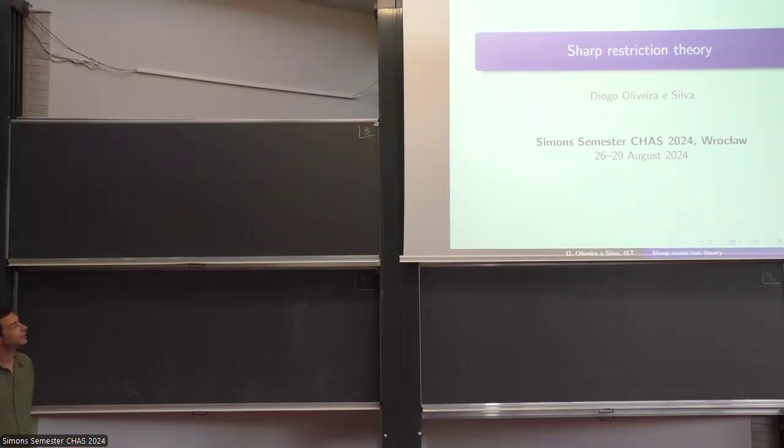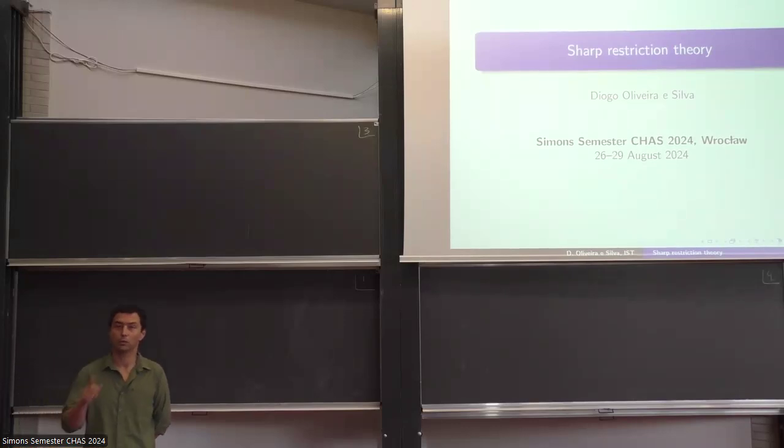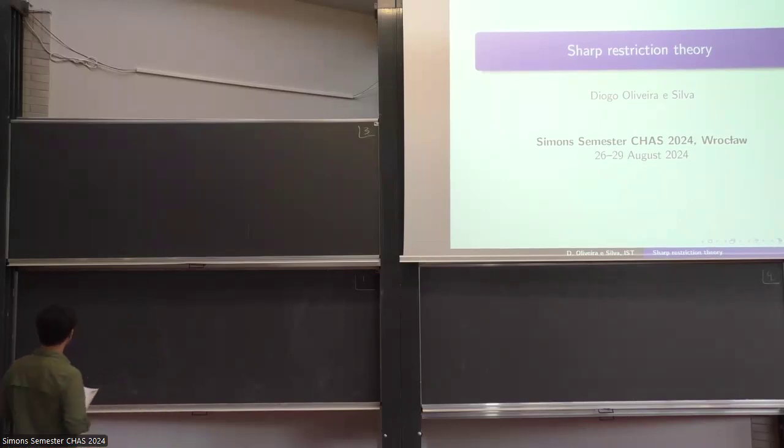So this is a lecture series on sharp restriction theory. It consists of 3 lectures. They are a bit longer than usual. And the general plan is to give an introduction to the topic today and to focus on 2 recent developments, both tomorrow and on Thursday. Okay? All right, so let's start.